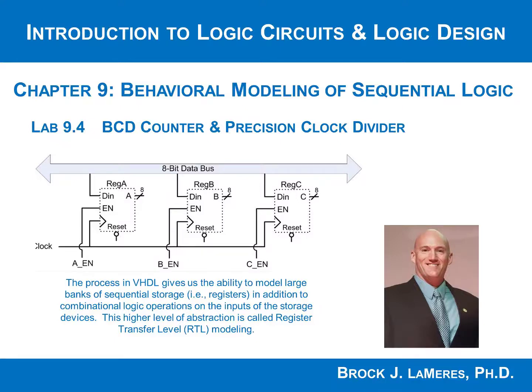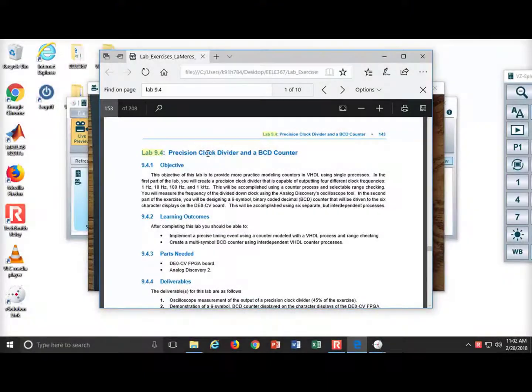In lab 9.4, you will be creating a precision clock divider that will drive a 6-symbol binary coded decimal counter. So to begin with, one of the things that we have from the prior lab was that we had a need to divide the clock. Into our FPGA board, the DE0CB, comes a 50 megahertz clock. And that's great if you're just doing real-time data processing where you want to go as fast as possible. Not so great if you want to observe anything with LEDs.